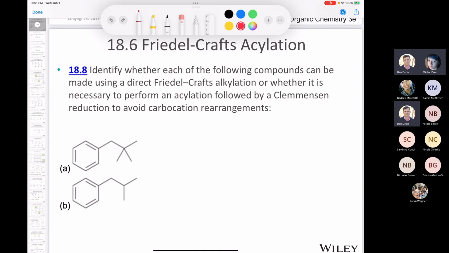Let's take a look at this question. It says, identify whether each of the compounds can be made using a direct Friedel-Crafts alkylation, or whether it's necessary to perform an acylation followed by a Clemmensen reduction to avoid a carbocation rearrangement. Well, you want to make a bond between the carbon on the aromatic ring and the carbon in the alkyl group. So what would your alkyl halide look like if you wanted to do a Friedel-Crafts alkylation?